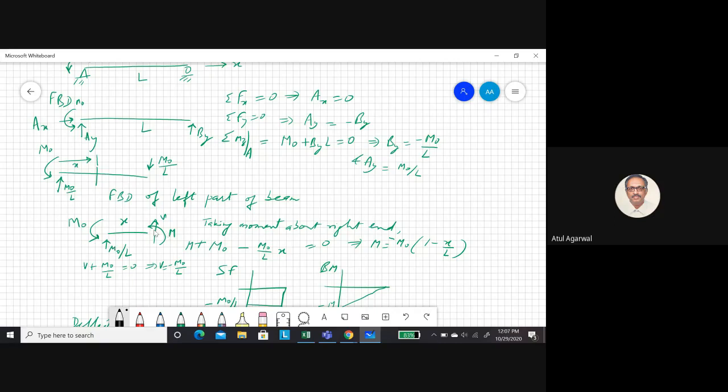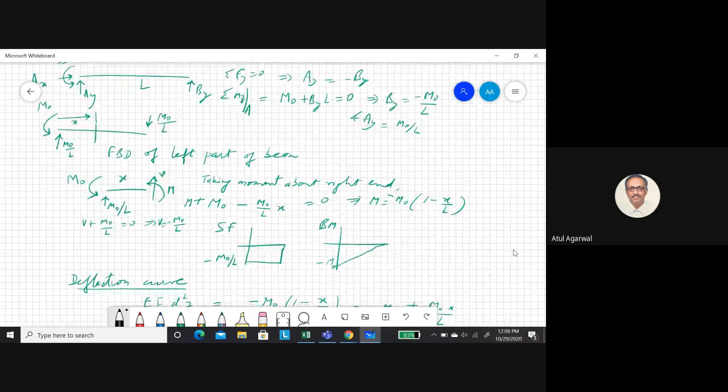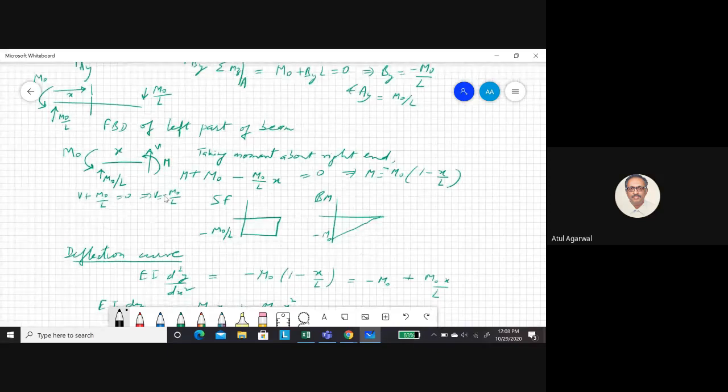You take moments about the right face. So M is this moment, counterclockwise. This is also counterclockwise, M naught. They get added. And this force is going to cause a clockwise moment about this end of this value. So you get M is equal to this. So this is the bending moment at position X. So you plot the shear force and bending moment diagrams. You see it is minus M naught by L. Put X equal to 0, you get minus M naught, and it goes to 0 at this end.